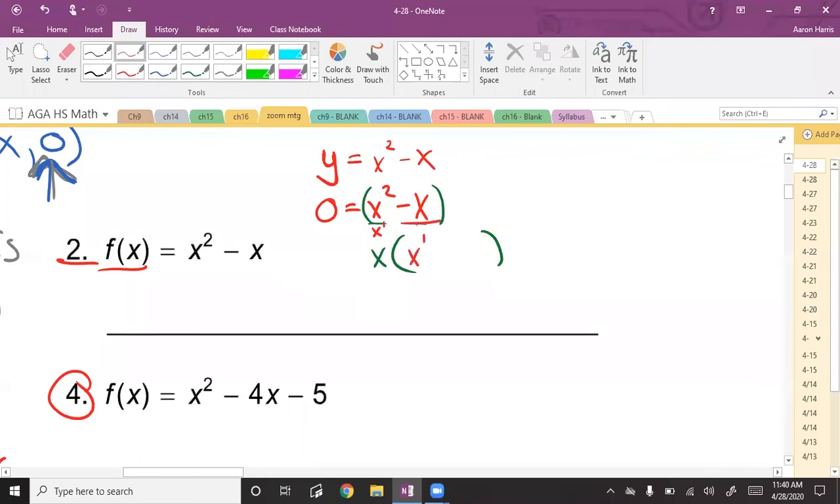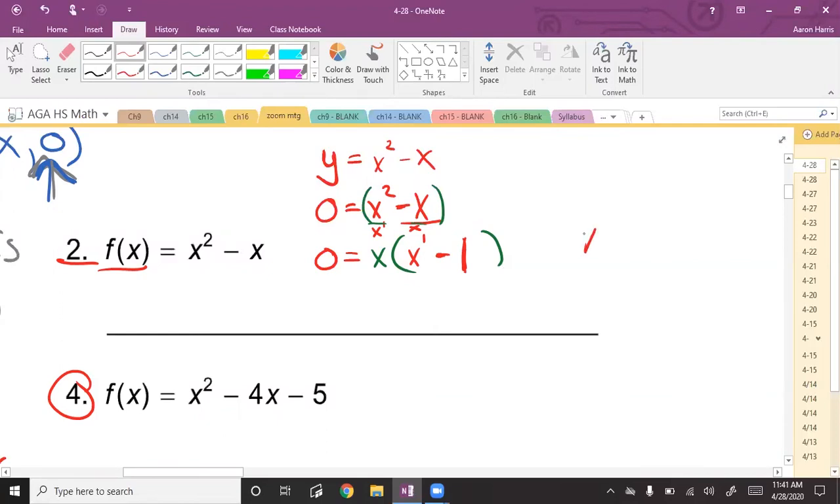Now I divide this side by an X. What is X divided by X? 1, correct? Because 4 divided by 4 is what? 1. What's 10 divided by 10? 1. What's 11 divided by 11? 1. So X divided by X has to be 1. And there's a minus sign right here, so I put the minus sign. So here we go. X times X minus 1.